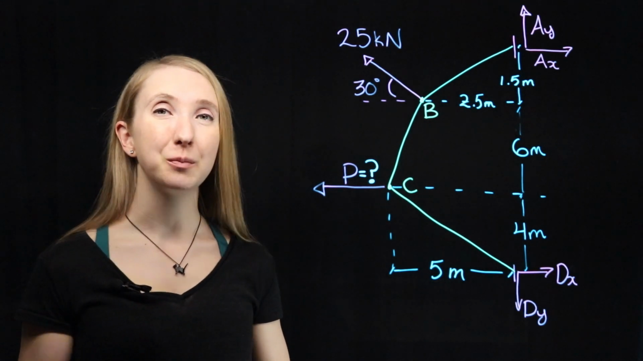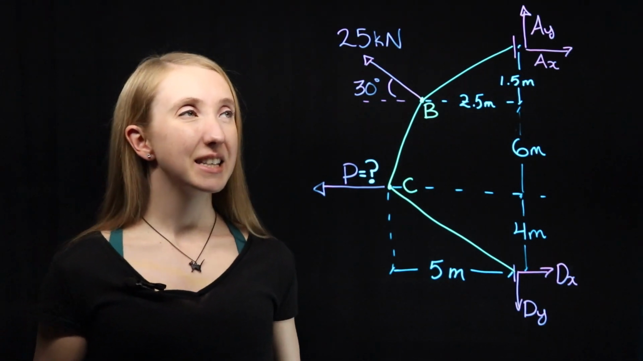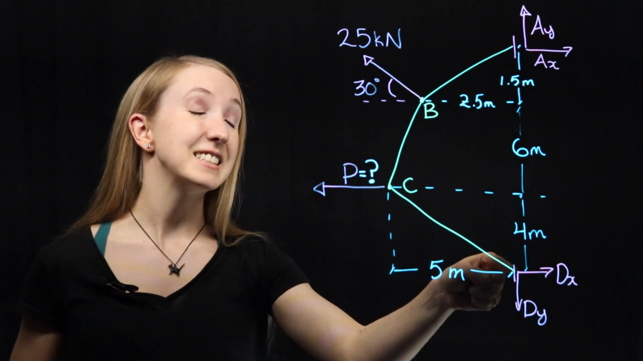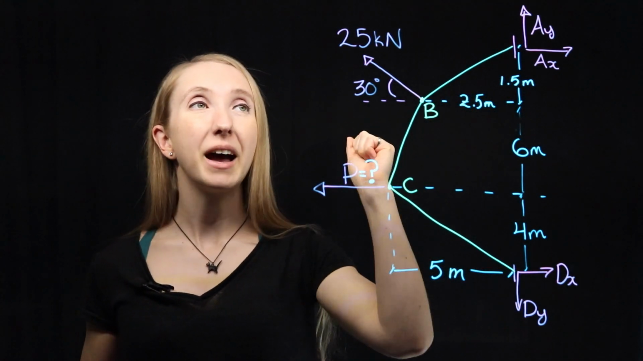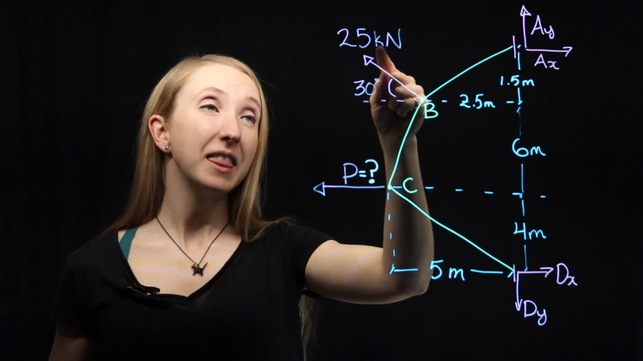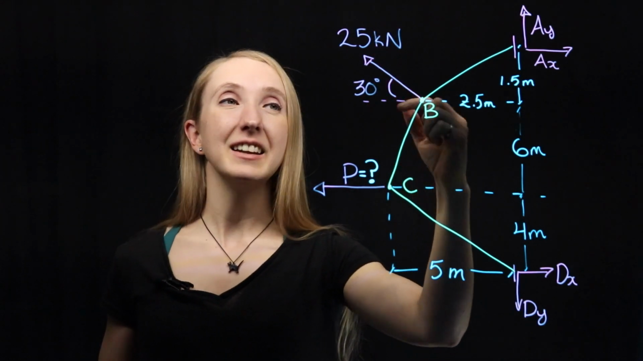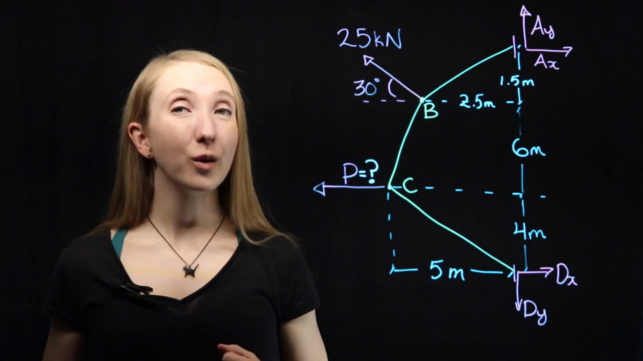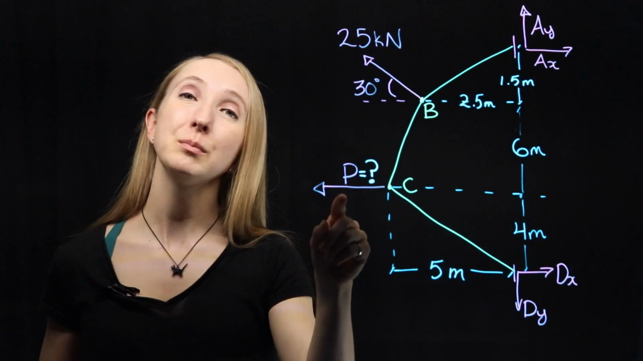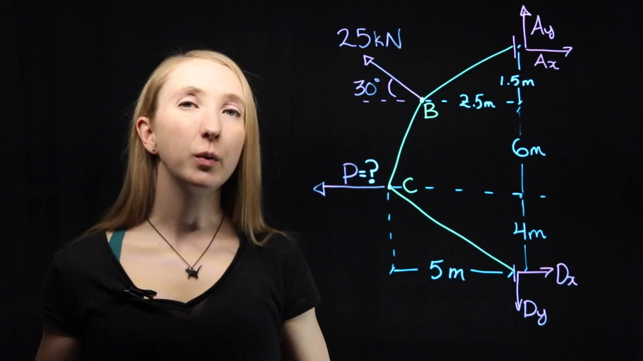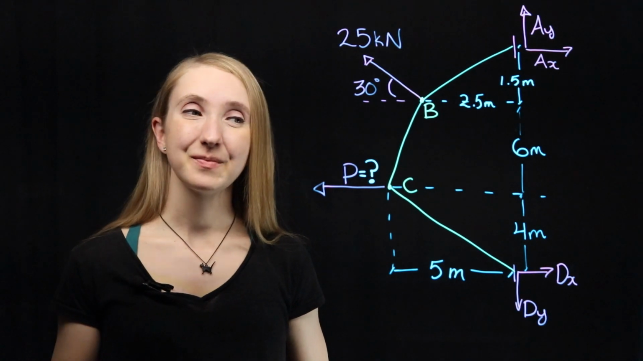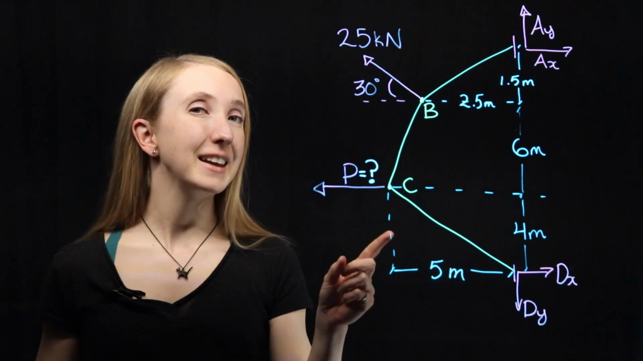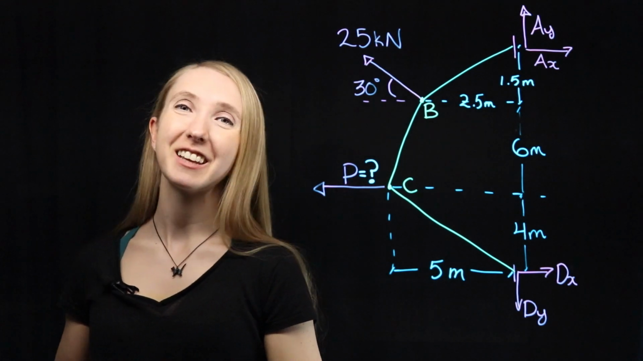Okay, our first problem is a funky looking cable system suspended from a wall by 2 points, one at A and at D. It's being held up by a 25 kilonewton force that's applied at point B at an angle of 30 degrees from the horizontal. Then there's a horizontal force P that's being applied at point C, but we don't know what that force is. We want to know what force P is required in order to maintain this cable geometry.